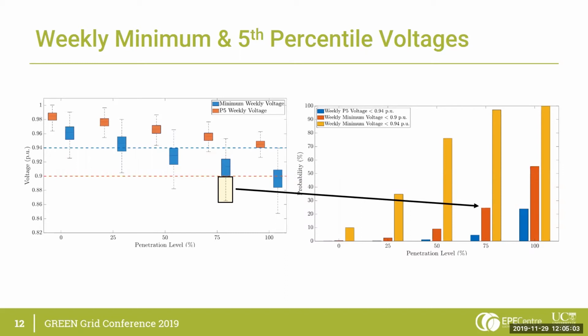The probability of voltage excursions beyond 0.94 per unit during 5% of the time during a week can be interpreted from the weekly P5 voltage distribution, this time as shown here. And this provides a probability of around only 5%. So these results allow us to get a better understanding of both the severity and frequency of undervoltage events.